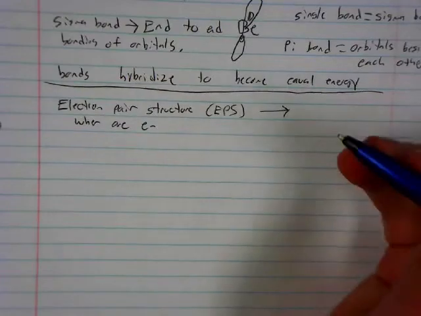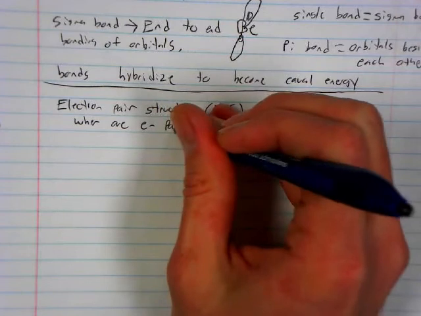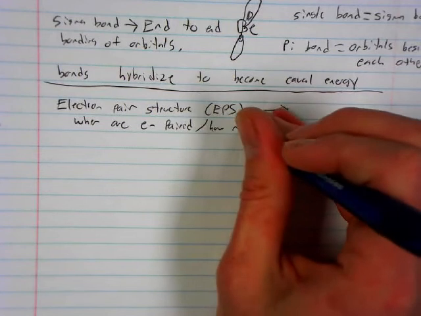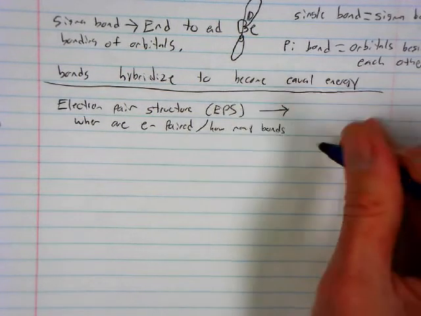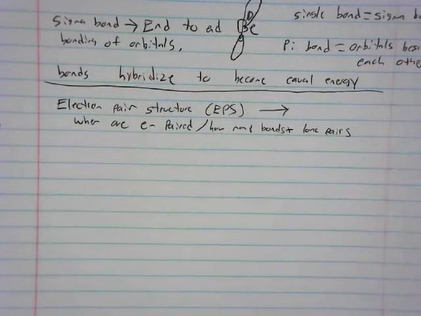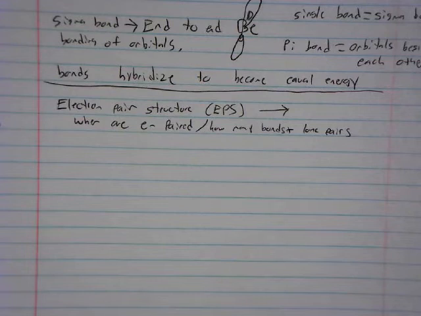So, the electron pair structure, save a spot here, is where are electrons paired? Slash how many bonds plus lone pairs? Because the lone pairs really matter when we're talking about these shapes. So the electron pair structure is literally where are there electrons in the model? This accounts for everything.